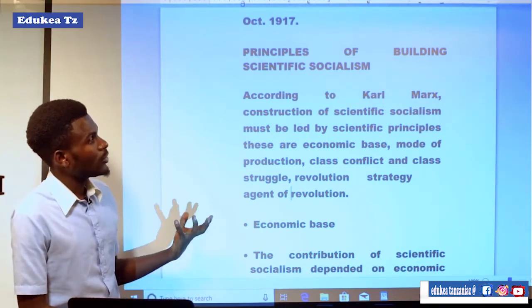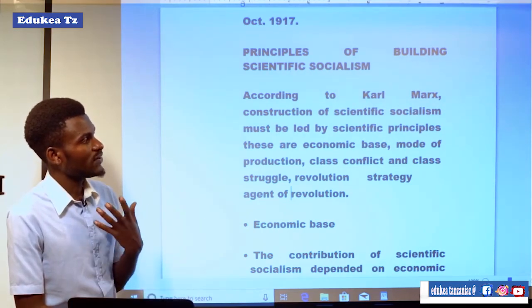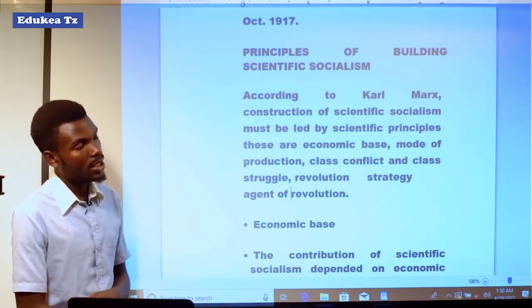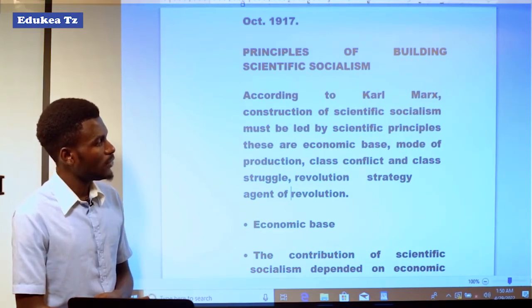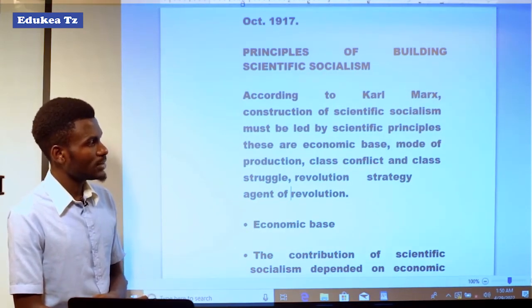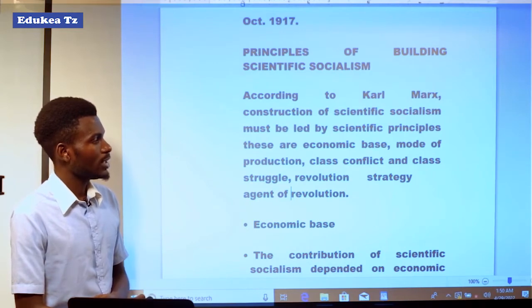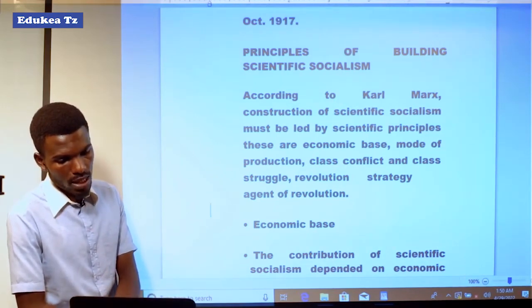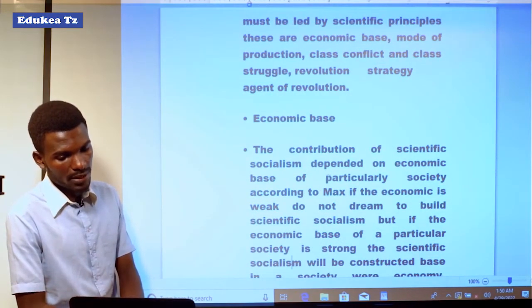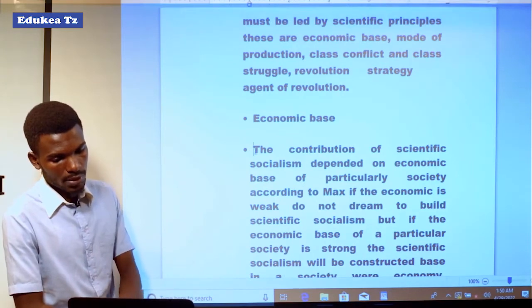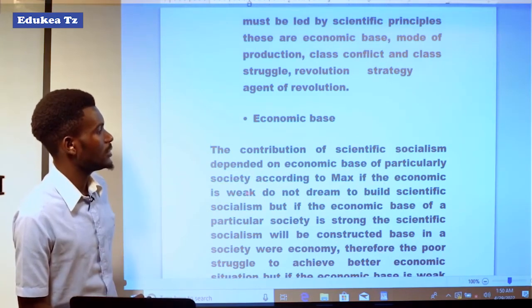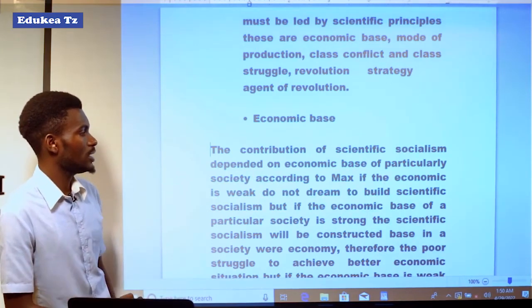It means that according to Karl Marx, construction of scientific socialism must be led by scientific principles. These were the economic base, mode of production, class conflict and class struggle, as well as revolutionary strategy and the agent of revolution. By starting with the economic base, the construction of scientific socialism depended on the economic base of a particular society.